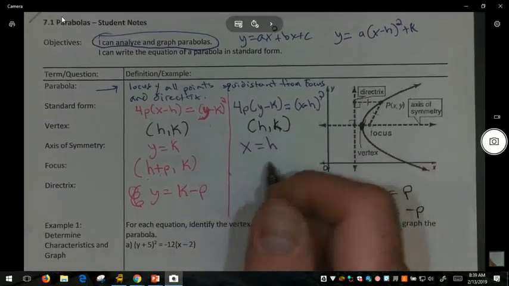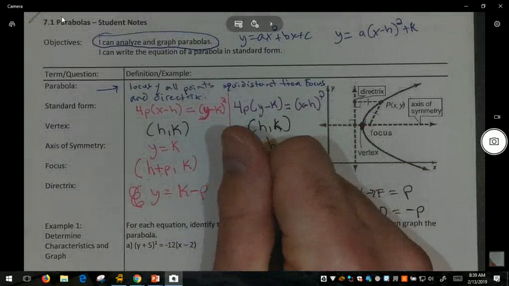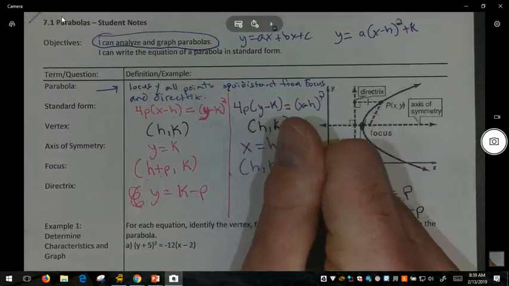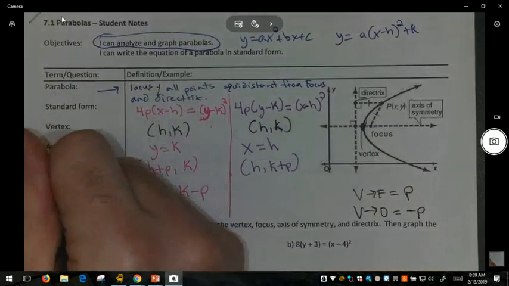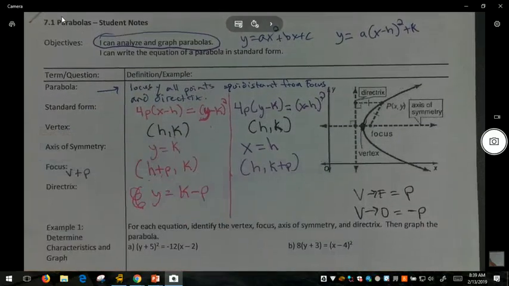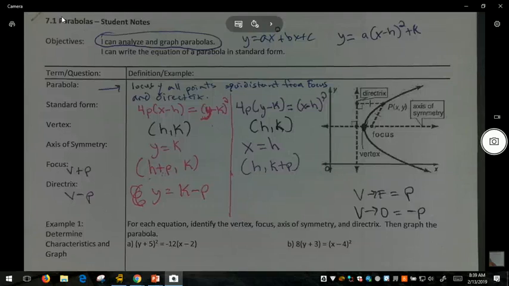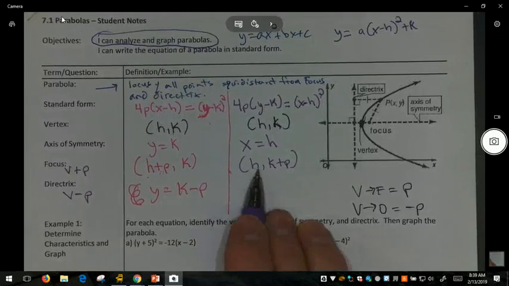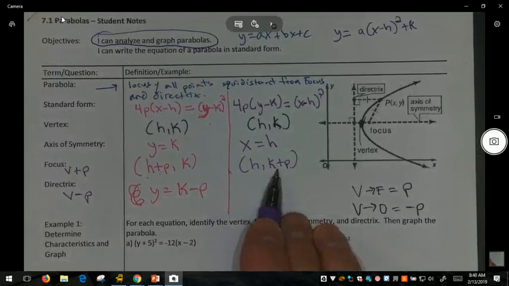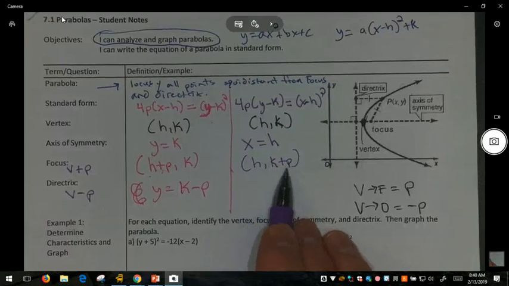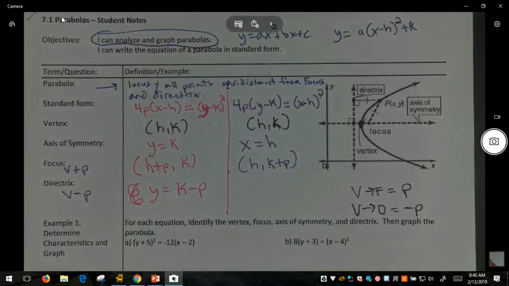For this one, the focus is going to be h comma k plus p. To get the focus, remember it is the vertex plus p. To get the directrix, it's the vertex minus p. So in this case, it's opening up and it's changing the y coordinate.